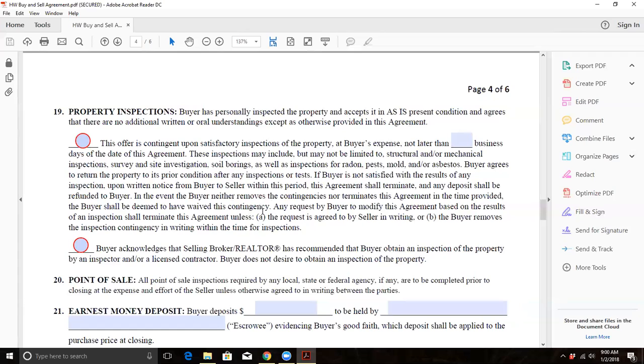So this language is much more specific: they not only have to do their inspections, but they have to ask for any concession or terminate this clause during the inspection period.